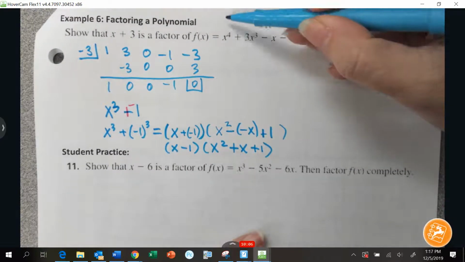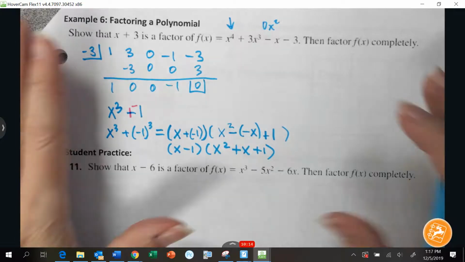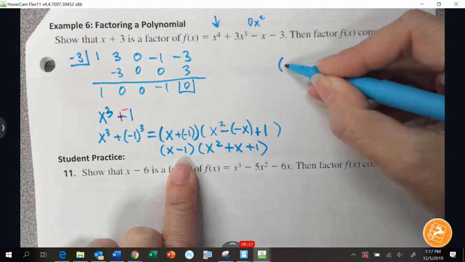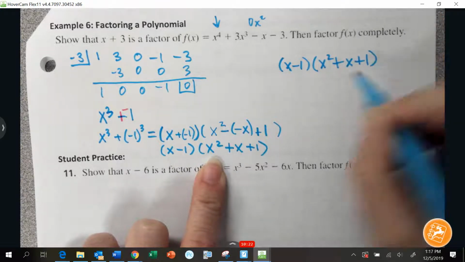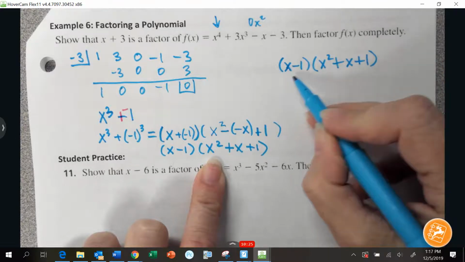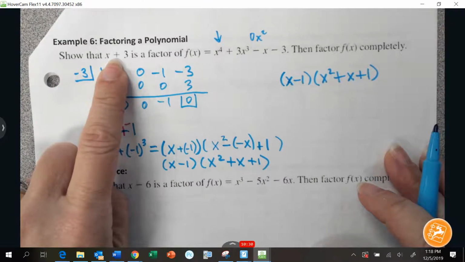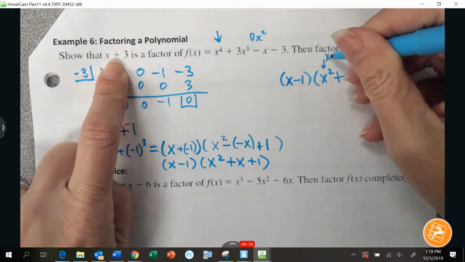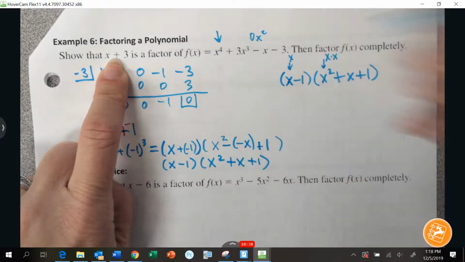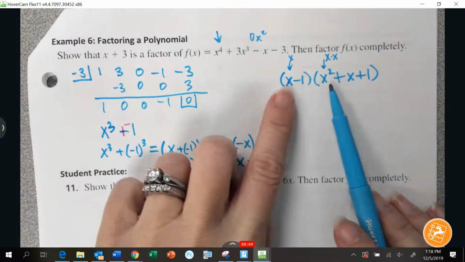The degree of the original was 4. So all of my factors, I should end up having 4 x's. So one of my factors is x minus 1, right? Another factor is x squared plus x plus 1, but that's only giving me 3 x's. Where's the fourth one? This is an x squared, that's 2 x's, right? This is 1x. If I multiply them all back together, I would only have an x cubed here.